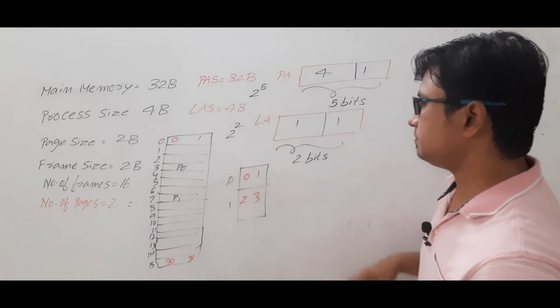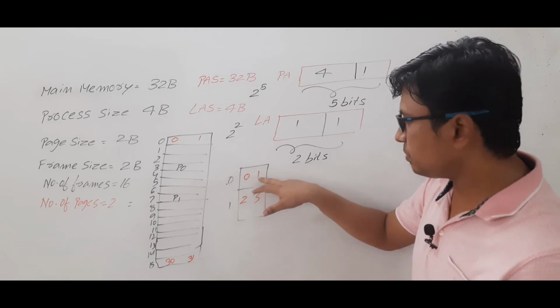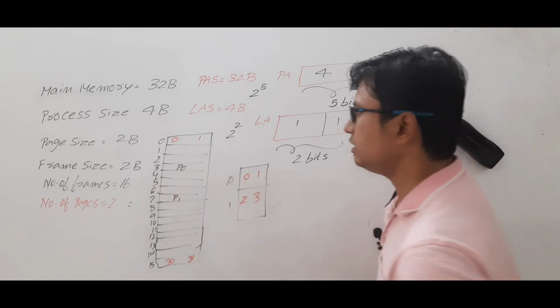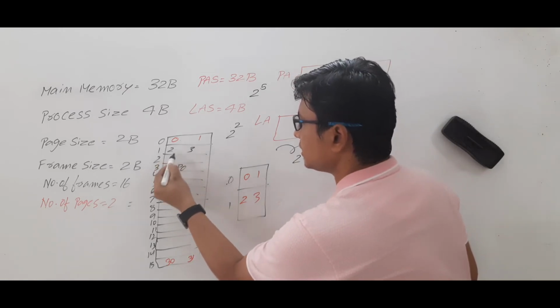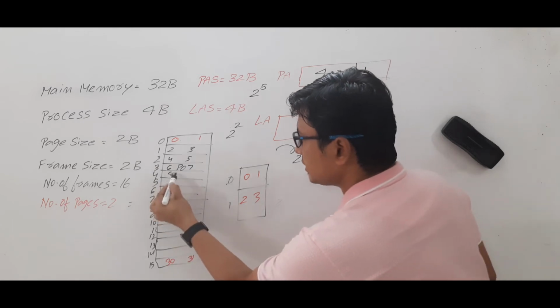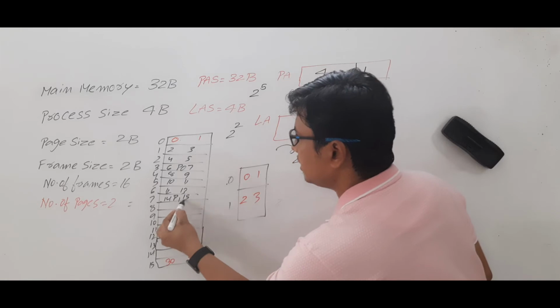Now look at here. Page number 0 will have the 0th byte and 1st byte. But when it comes to here, what bytes will be there? If you look at here, this will be 2, 3, 4, 5, 6, 7. And here 8, 9, 10, 11, 12, 13, 14, 15. Are you able to understand?